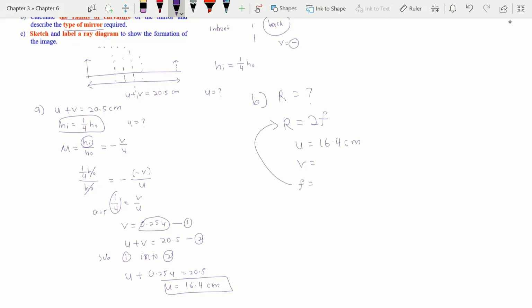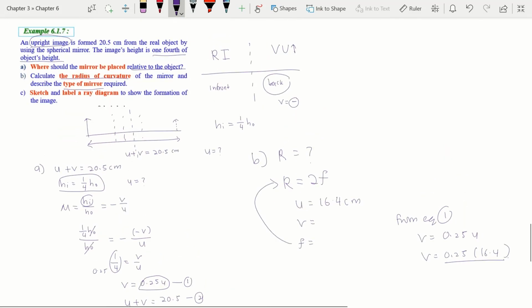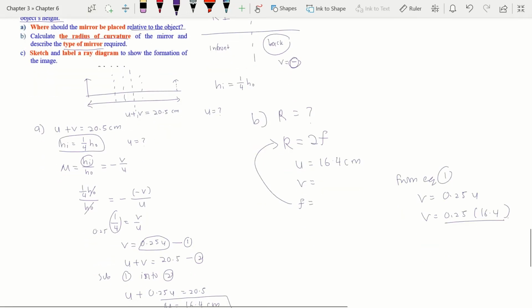So how can we determine v? We can determine v from equation 1. So equation 1, v equals 0.25u. So 0.25, our object distance is 16.4. So this will give us, okay, we'll calculate later. But remember, because the image formed is behind the mirror, it will be negative.